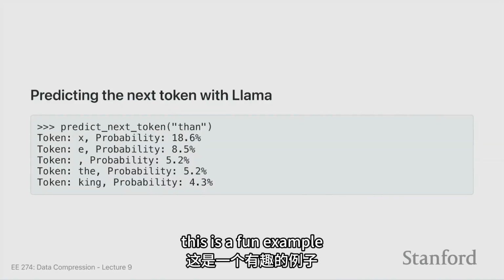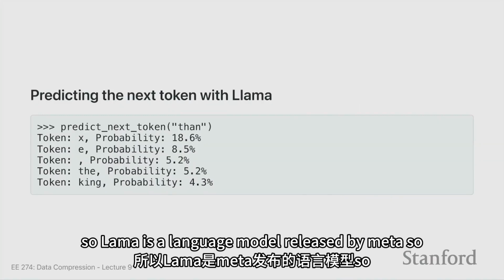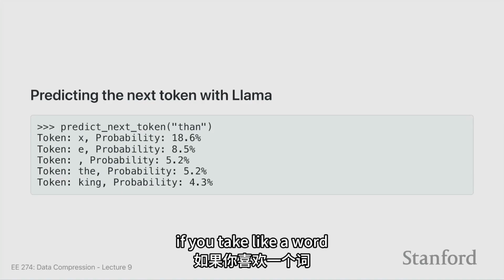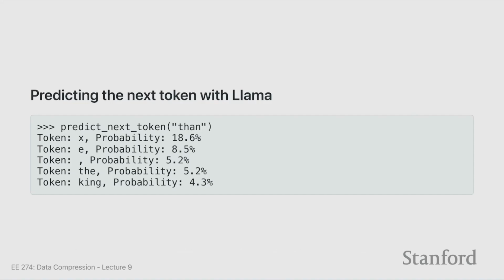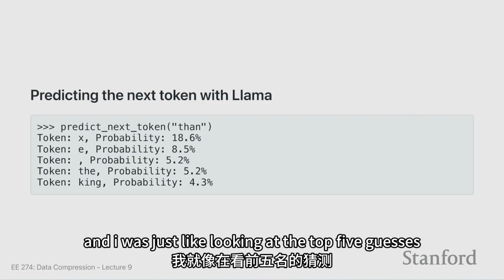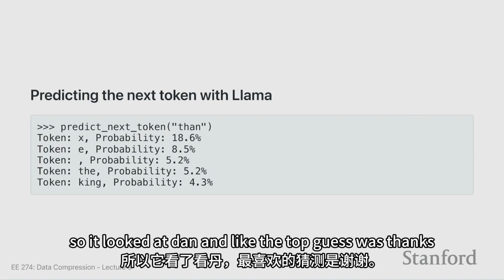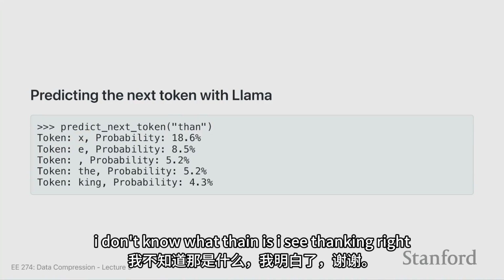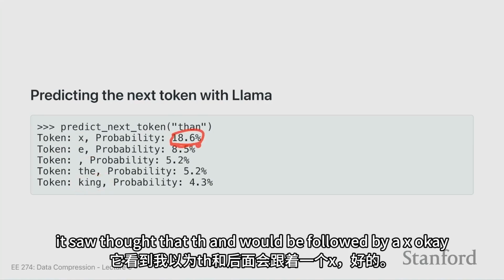This is a fun example. Llama is a language model released by Meta. I was trying it yesterday: you take a word and try to predict the next word or token, and see what probability distribution it gives. I looked at the top 5 guesses. I looked at "than", and the top guess was "thanks", I guess in some new lingo. I see "thanking" too. With 18% probability, it thought that "than" would be followed by an X.